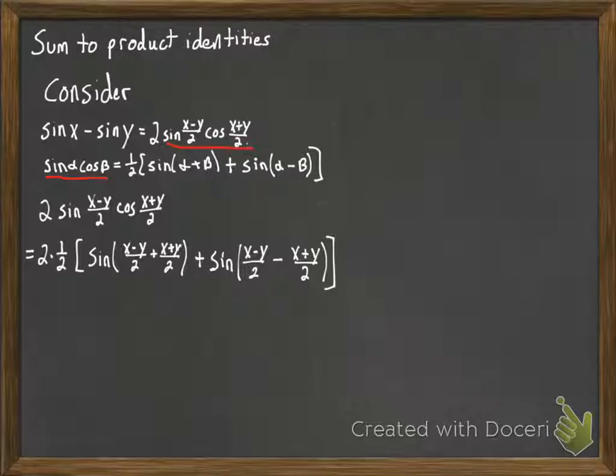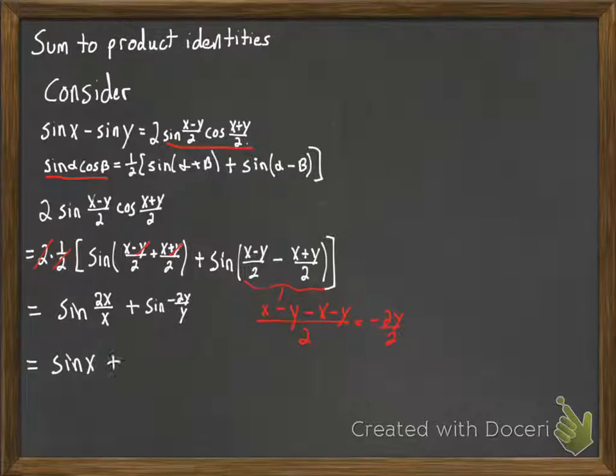At this point, the 2 and the 1/2 easily cancel out, and then we simplify on the inside. So we can put those fractions all over the same denominator. The y's will cancel out, and so we'll have sine 2x over 2. And then over here, let's take a moment and think about that. We're going to need to distribute the negative sign. We can, again, because they're both halves, put those over the same denominator. And when we distribute the negative, we'd have x minus y minus x plus y, which would be negative 2y over 2. So we have sine of negative 2y over 2.